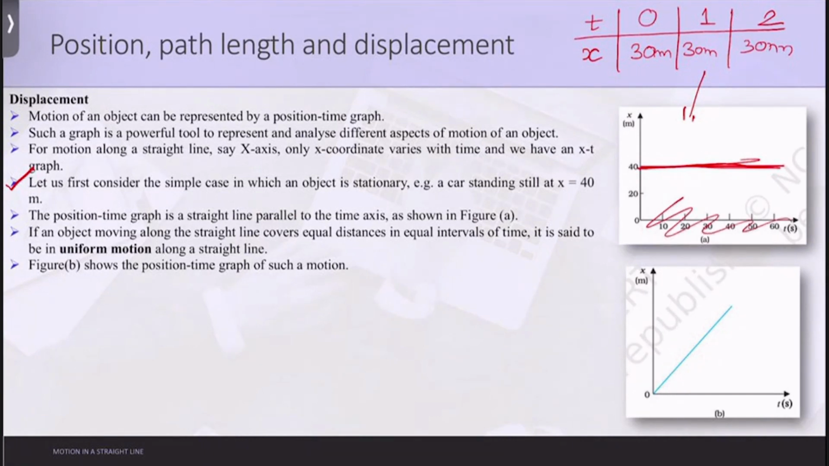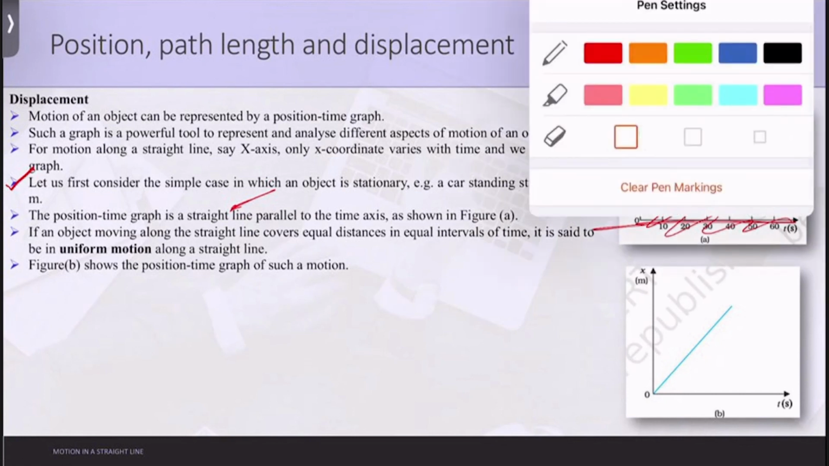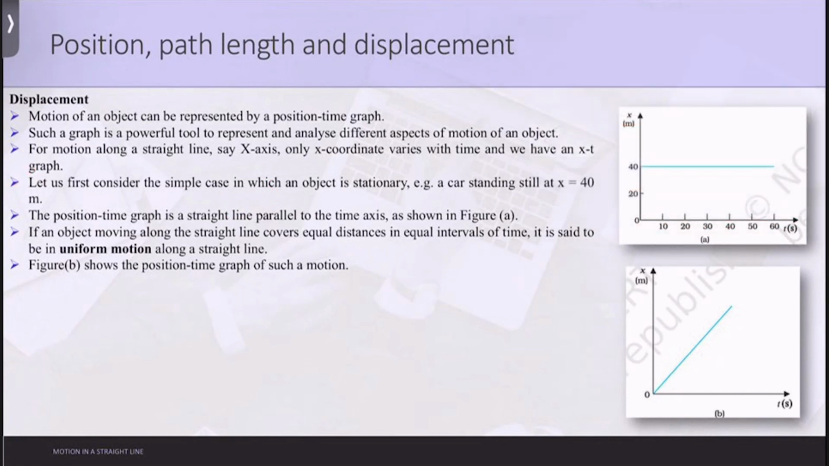So the position time graph is a straight line. As you can see, it's a straight line parallel to the time axis, which is as shown in the figure. So this thing is explained. The position time graph is a straight line parallel to the time axis.